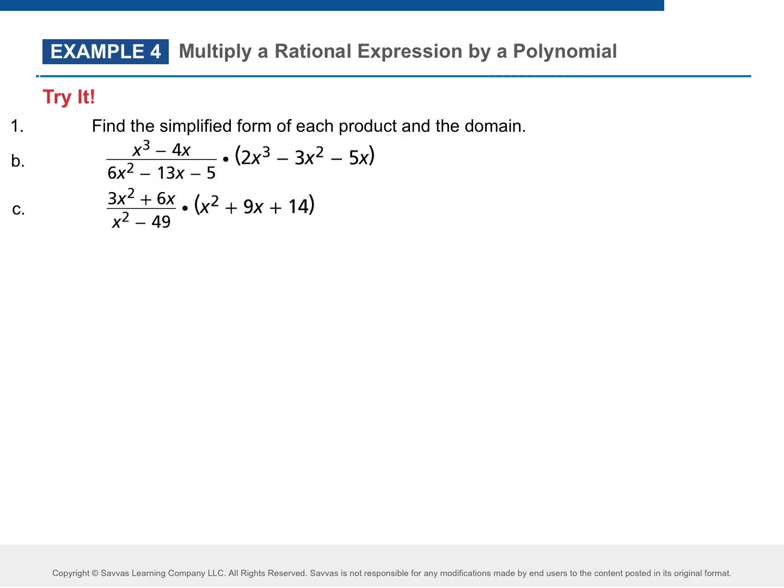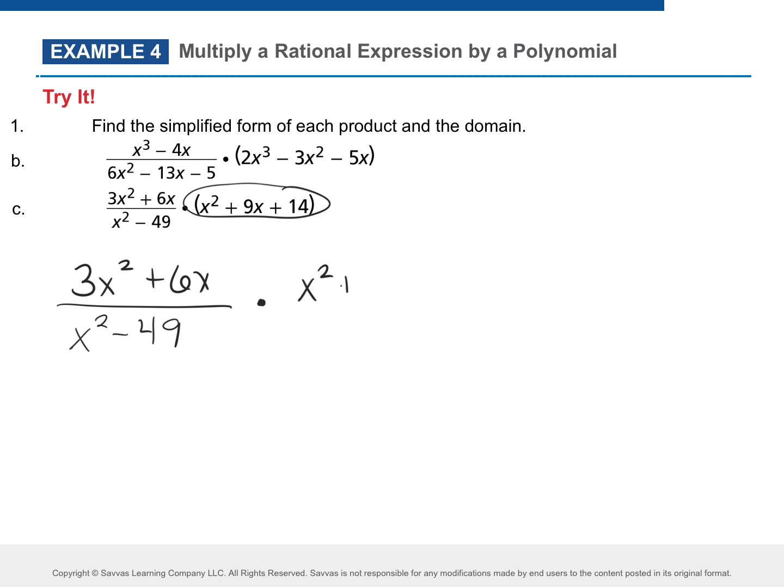Last one I want to look at today, and that is example 4b. We're not going to do A. So I have 3x squared plus 6x over x squared minus 49 times, what's that going to turn into? That x squared plus 9x plus 14, is that my numerator or my denominator? It's the numerator because what can I technically put underneath it? A 1. Yep.